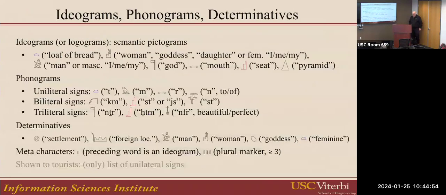So Egyptian has ideograms, phonograms, and determinatives. You might have the loaf of bread, which could actually mean loaf of bread, and then the next one, which could mean woman or goddess or daughter, and so forth. It really stands for a concept. Then we have phonograms, characters that stand for a single sound, or two sounds, or three sounds. And you start to see a little bit of problems.